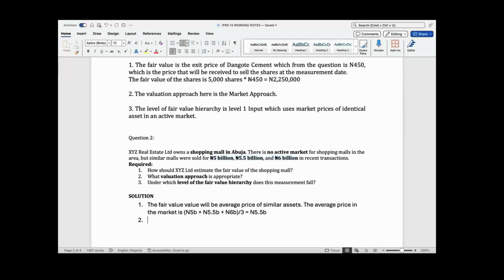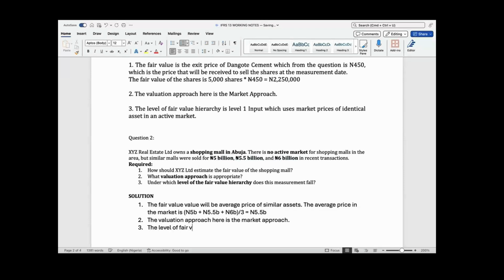So the second one asks what valuation approach this is. Who can tell me? Not market value, market approach, because we are still using publicly available information. So what's the level of hierarchy here?